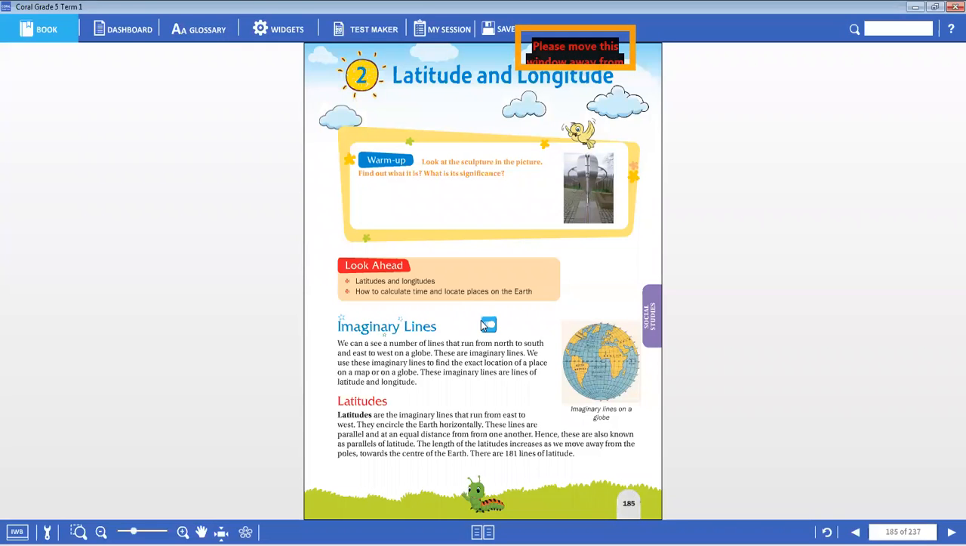One from north to south. These lines are called latitudes.